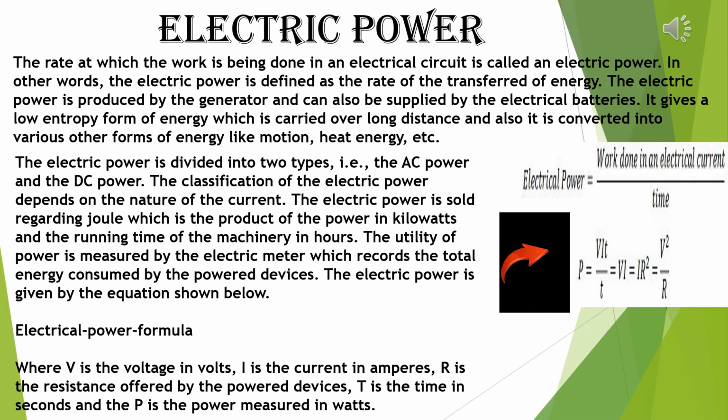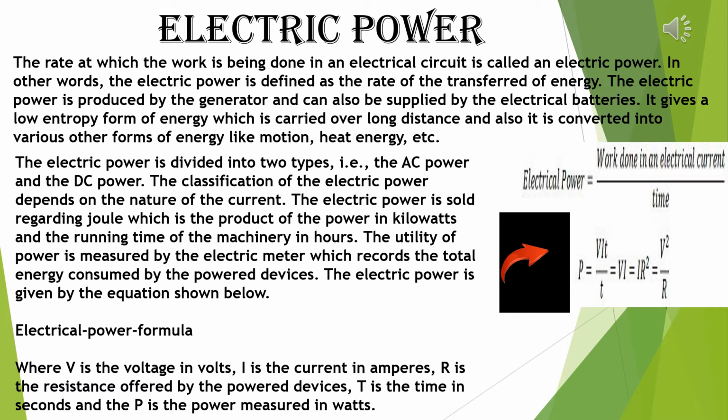Electric power is given by the equation shown at the right hand side. You see, electric power is equal to work done in an electrical circuit divided by time. That means P is equal to W, the work done. So here W is equal to V into I into T. Remember this, V for volt, I for ampere, that means current flows in ampere, and T for time. Divided by T also, T will be cancelled, and it will come P is equal to V into I.